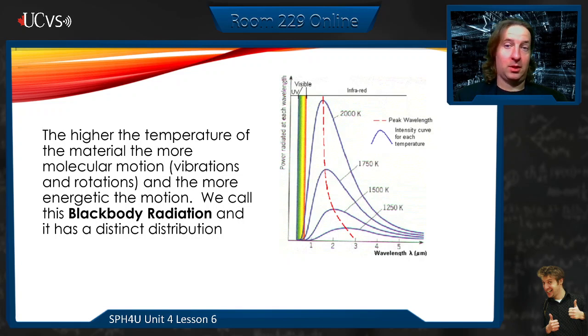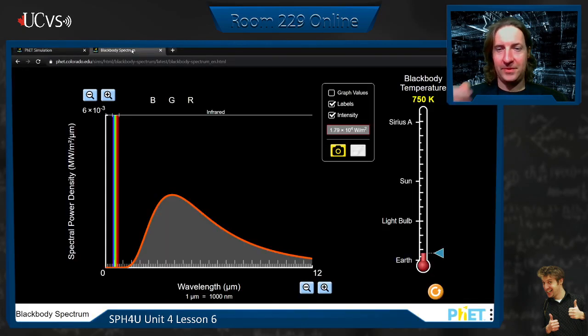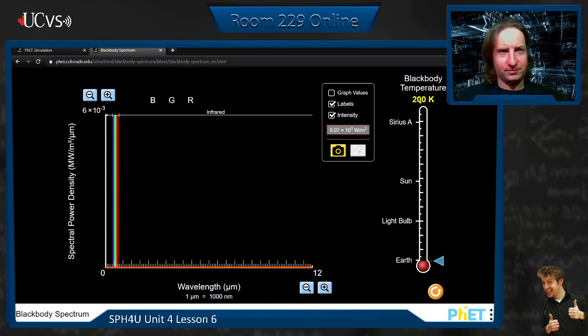And we end up with what we call black body radiation. Now, these are these curves here. Let's just go to a different simulation here. I'll show you what I mean. So if we have something that's cold, let's say Earth temperature, 200 Kelvin. Let's go 250 Kelvin. That'd be like room temperature here. Now, we don't see any light here. If we zoom right in, oh, there it is.